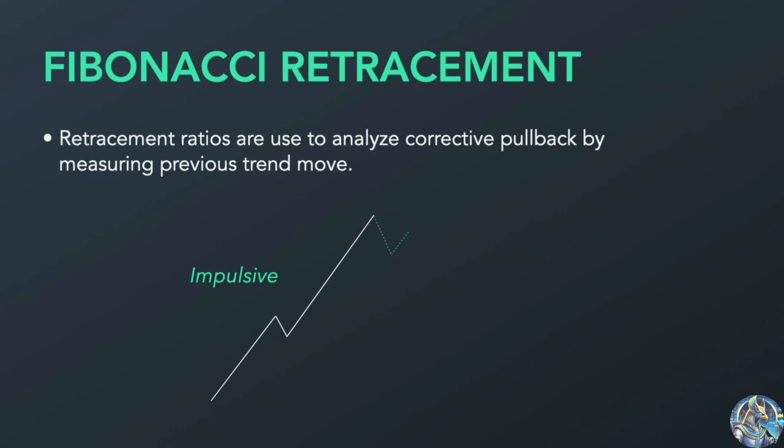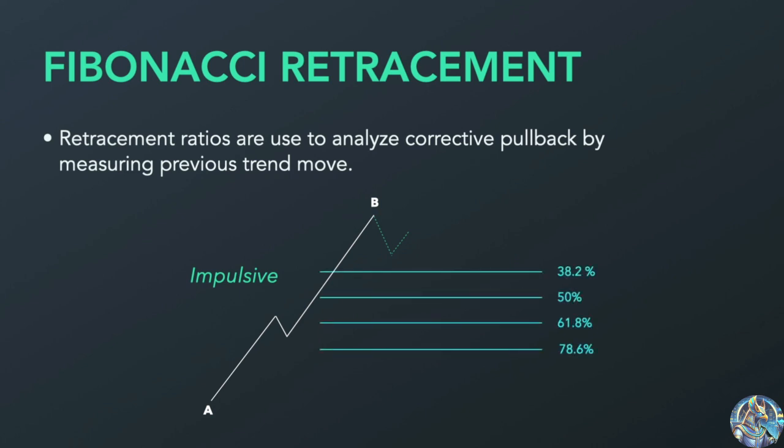We'll plot our Fibonacci retracement tool from point A, the beginning of the impulsive move, to point B, the end of the impulsive move, and our ratios will appear. So this will be our pullback zone where we will wait for the corrective move to end, which could be at the 38.2%, 50%, 61.8%, or 78.6% retracement. We don't know where the corrective move could end, which is why we still need to wait for confirmation, okay?